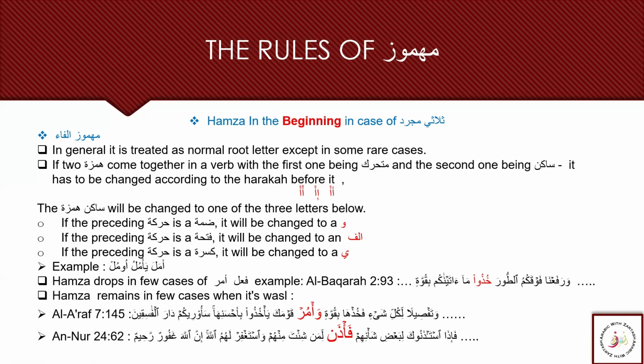So many times you will see in the Quran that for the Fi'l the Hamza is dropped, in the cases of the Mahmuz Fa, or if we have the Fa kalima as the Hamza. The next thing to remember is that Hamza remains in a few cases when it's wasl. Here you can see the Waw and the Fa in the example, Fa'azan. So here you can see the wasl is happening. Here is wasl, so Hamza will remain.